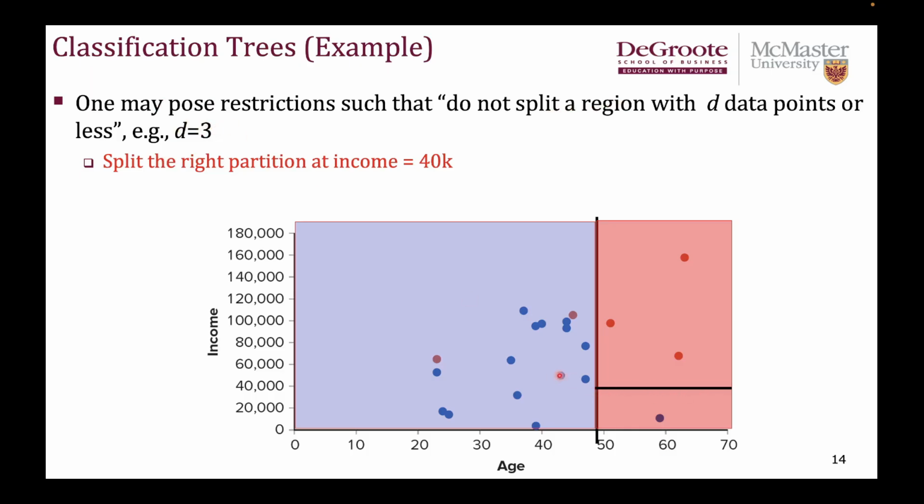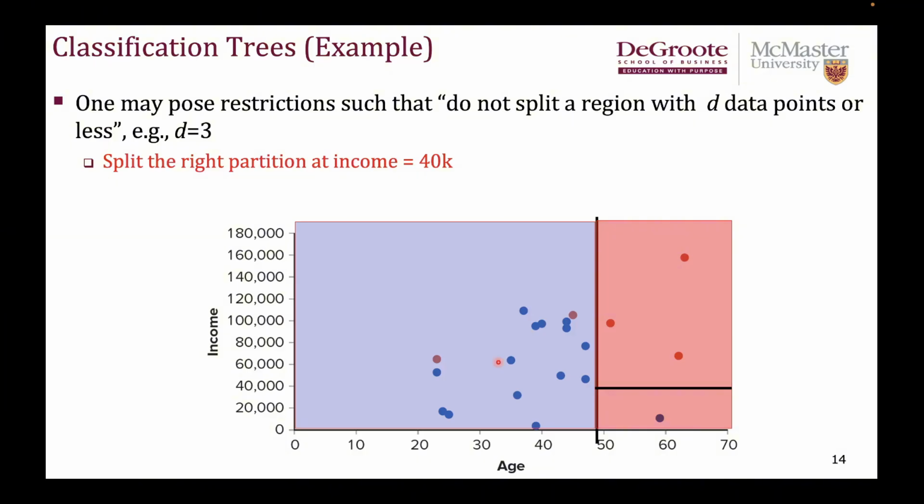And then this split is still okay, because I split the right region which had four data points, but after this split, I will no longer do any splitting for the right-hand side, right? Because if I further split, I will have to pick a region containing less than or equal to three data points, which is not desirable according to this restriction I impose, right?